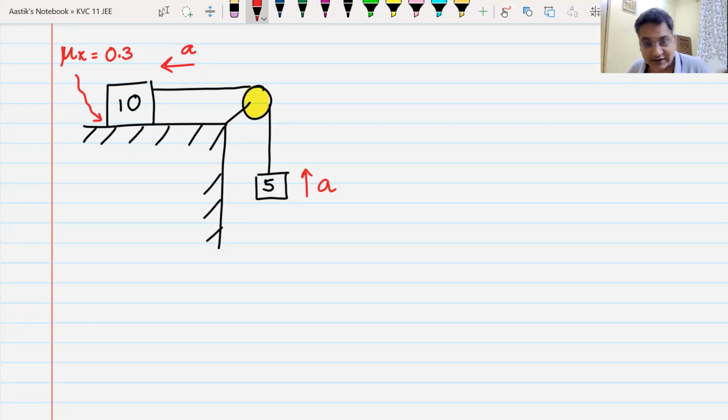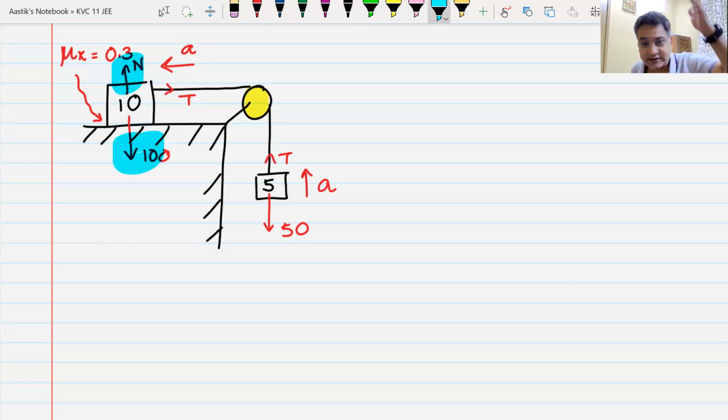Okay, let me draw the free body diagram for all of you. This is 50 newtons. Everyone understands this? Remember, the block is moving up. Tension is T. This tension is T. This is 100 newtons. This normal reaction is N. This block is not going to go jig jig like this, so your normal reaction becomes how much? 100 newtons. Well done.